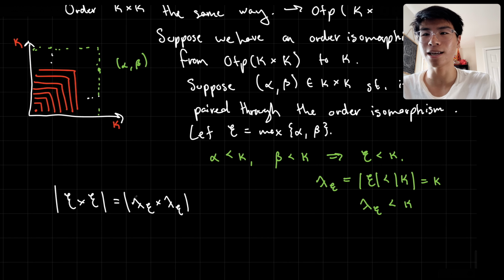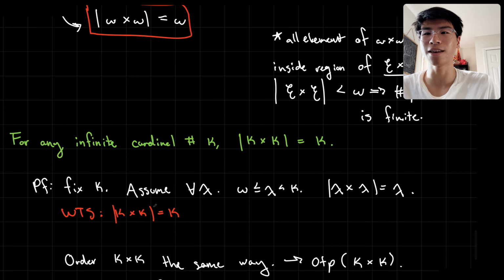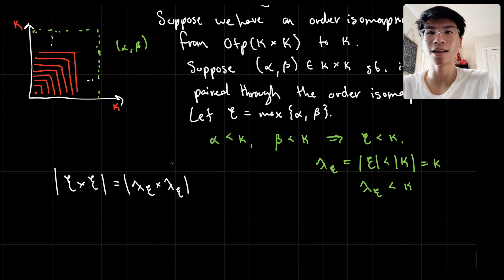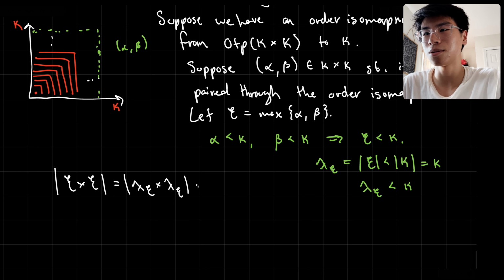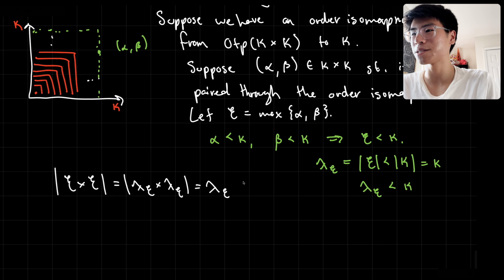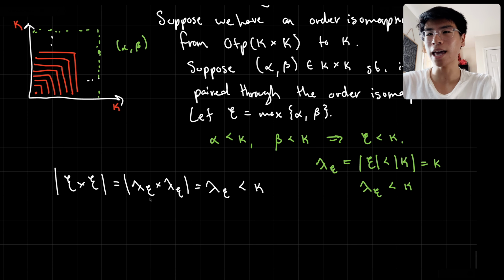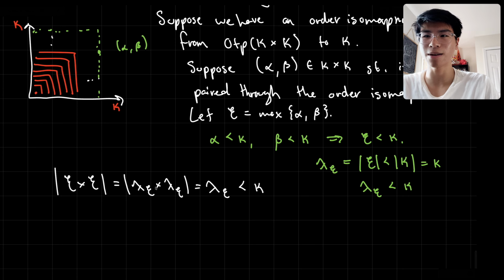The first case is if lambda epsilon is an infinite cardinal number, then we know that by our assumption here, the cardinality of this is simply equal to lambda epsilon. And remember, lambda epsilon is less than kappa. The second case would be that lambda epsilon is finite. And if it's finite, then lambda epsilon crossed with lambda epsilon is finite, which is less than kappa, obviously. Either way, what we have now is that epsilon crossed with epsilon is less than kappa.